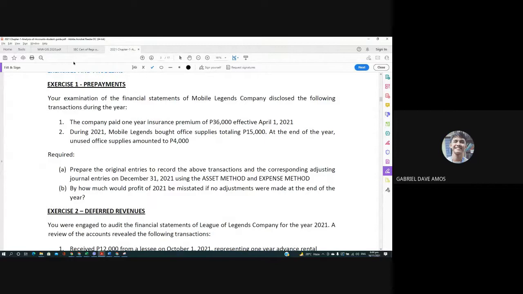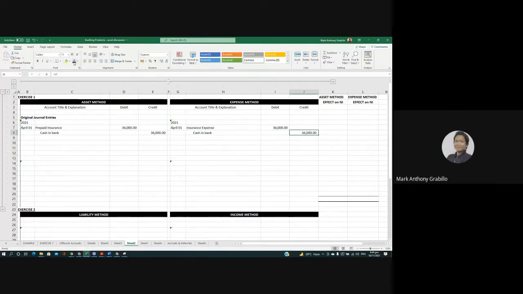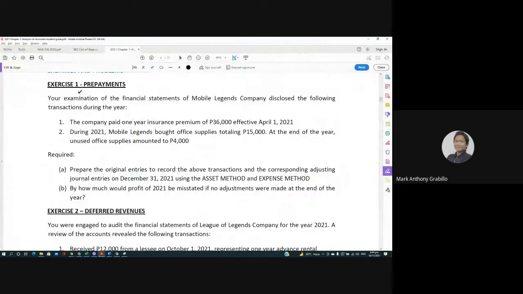Under expense method naman po, debit insurance expense 36,000, credit cash 36,000. That's correct. All right. So for number 2, bumili daw ng office supplies. So what will be our entry if asset method?